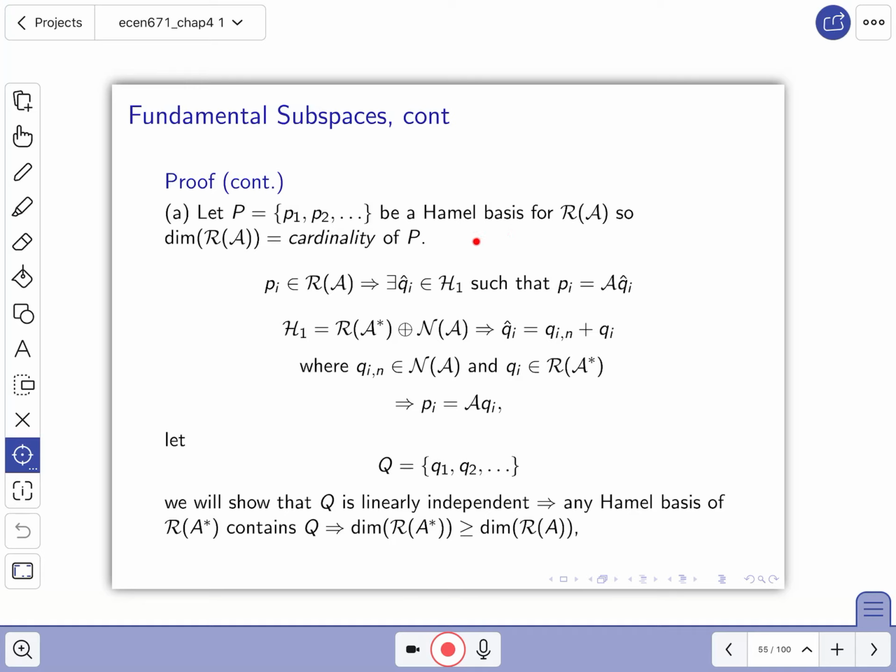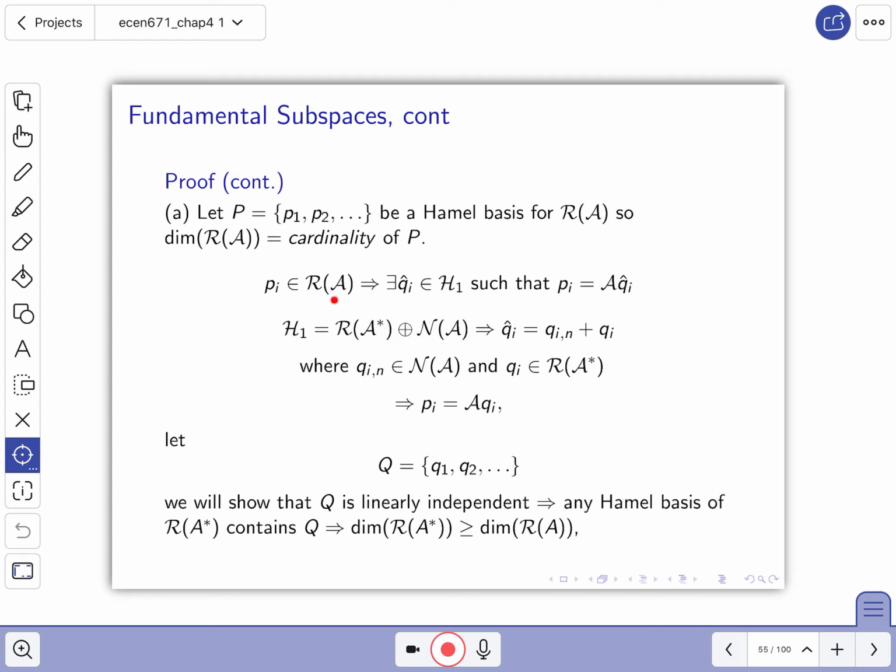We have complete bases and Hamel bases. The Hamel basis is what gives us the dimension of the space. Okay, so the dimension of the range space of A is the cardinality of P. It's how many elements are inside of P. Okay, so let Pi be one of these guys.